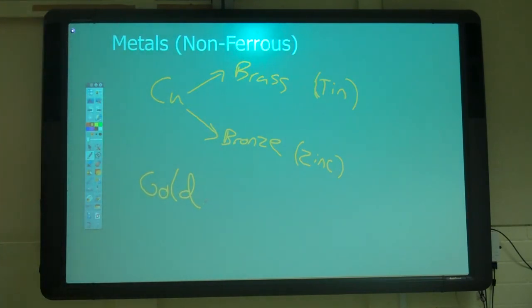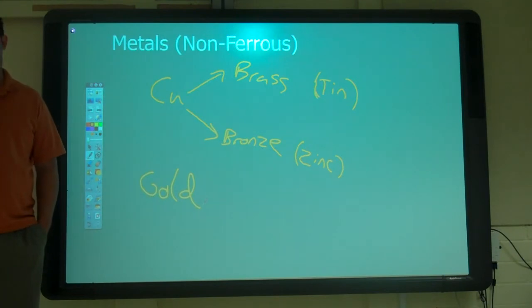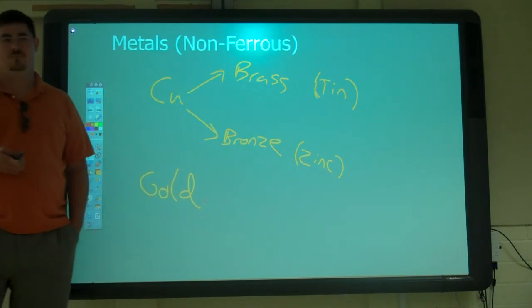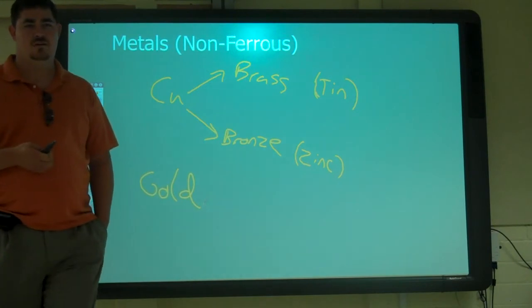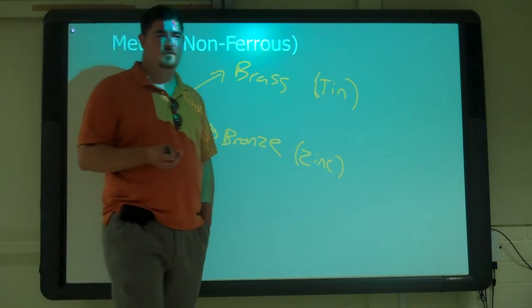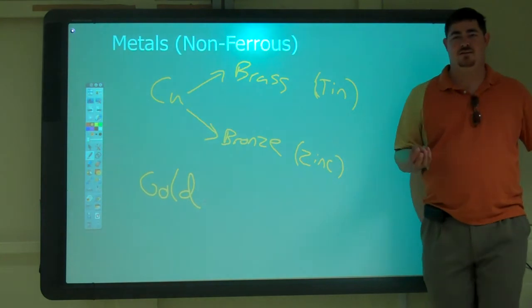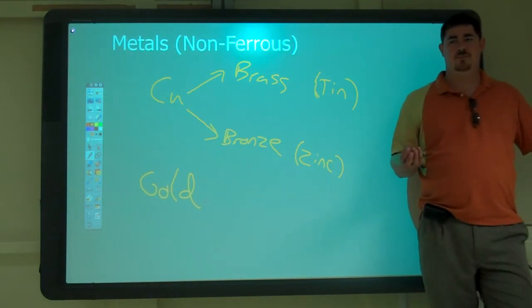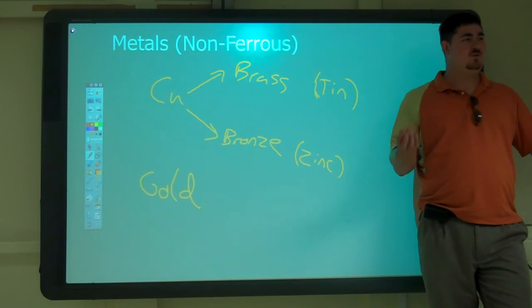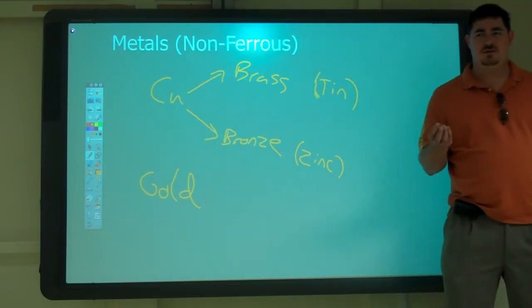What about other ones? Other non-ferrous metals? Zinc. Silver. What else? Platinum. What else? You said one earlier. Titanium. What's really good about titanium? It's strong and it's really light. What's a drawback of titanium? Really expensive, really hard to work with. Wears out fast.